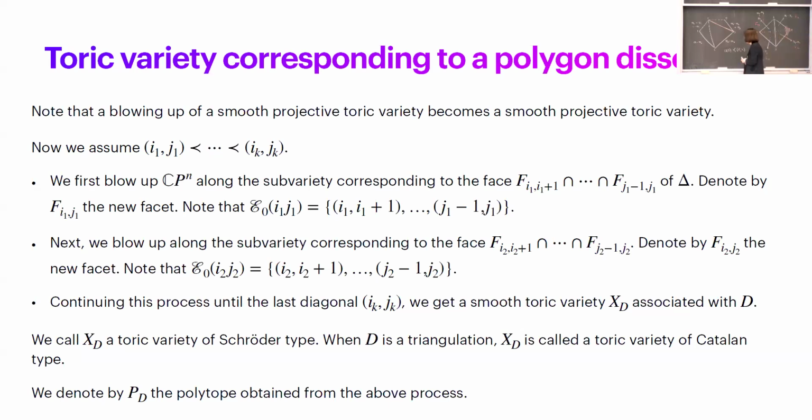And secondly, in the next step, we consider this diagonal. Then we blow up along the subvariety corresponding to the base, the intersection of F_01 and F_12. We can see that the intersection of F_01 and F_12 is this edge, because this is F_01 and this is F_12. Then if we blow up the variety, it corresponds to the edge cut of the polytope, and we get this polytope.